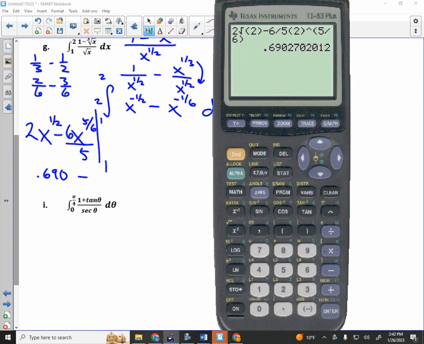And if I plug in 1, plugging in 1 is much easier. I'll just put it on my calculator, but it's 2 times the square root of 1, which is obviously going to be 2, and then minus 6 over 5 times 1 raised to the 5/6 power. And when you plug in that, you just get 0.8. So 0.69 minus 0.8, and we get a grand total of negative 0.11. That is the evaluation.